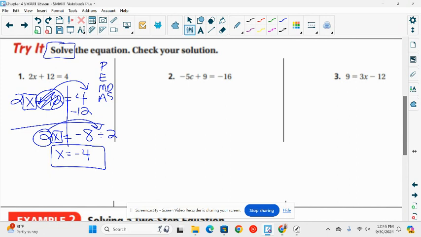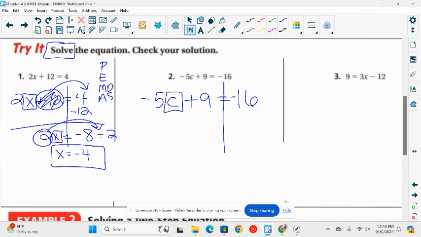Alright, we're going to do one more together and then let's try one. Got negative 5c plus 9 equals negative 16. Chop it, box it. What do you think you're going to move first, Kennedy? Oh, it's negative 16. Thank you. I did that first period too and I completely messed it all up. Don't forget your negatives.